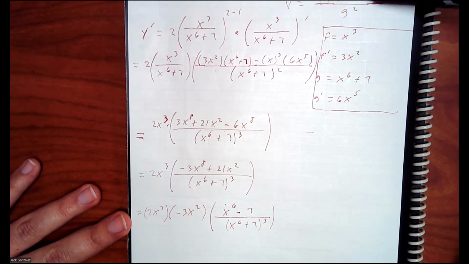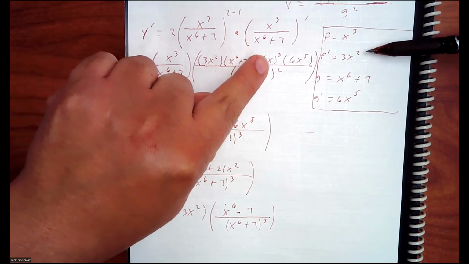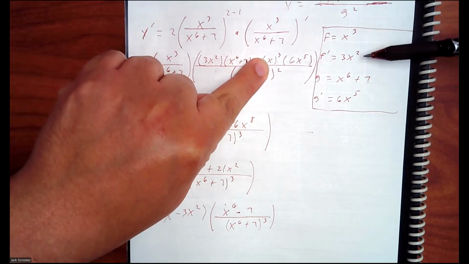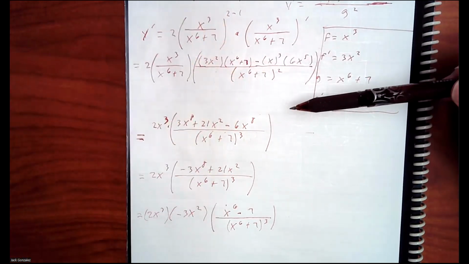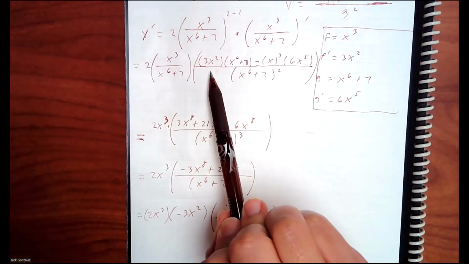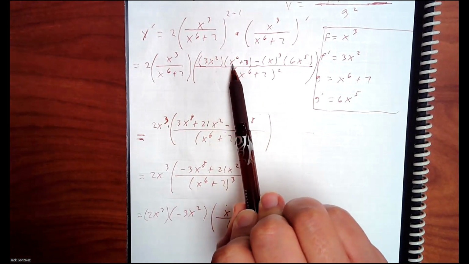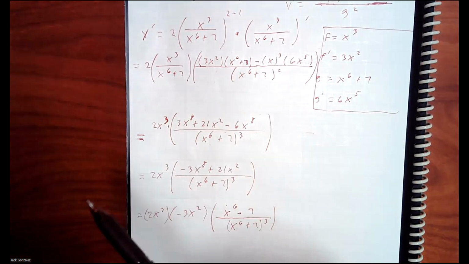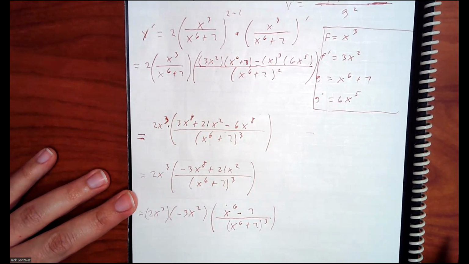This minus is built in, and the formula was f prime g minus f g prime, or g prime f... minus f prime g. No, I don't think it's going to happen. Oh well, whatever.